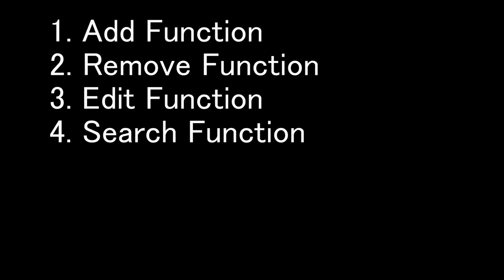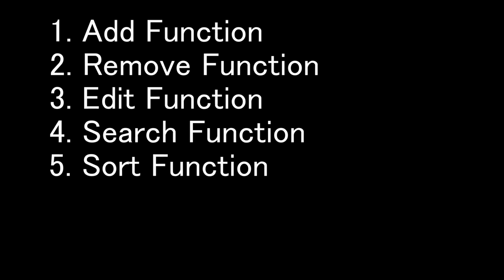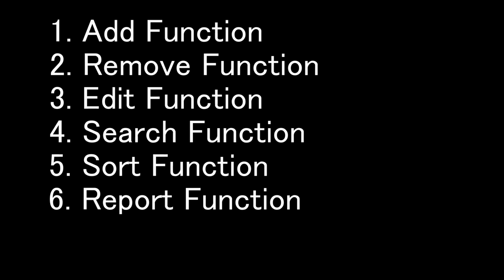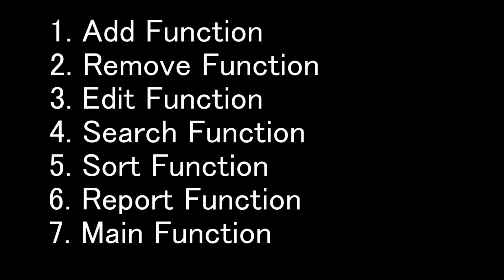Fifth function is sort function. This is for sorting the borrower data. Seventh is report function, which is for showing all the borrower data. And then the last one is the main function, where all the sub-functions will be executed.